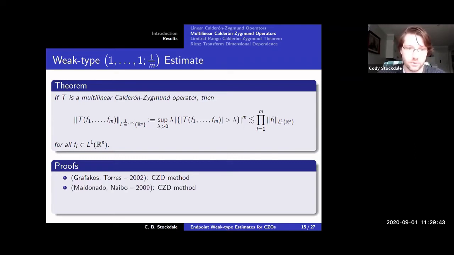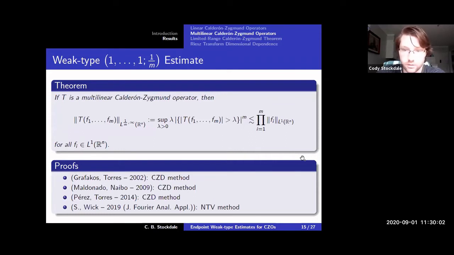One was Maldonado and Naibo in 2009. They did this for a class of pseudo-differential operators, which actually includes these. Another proof in 2014 in the bilinear case was with Perez and Torres, which gave a simplified proof of what was going on here with a different type of smoothness condition. And then in 2019, Wick and myself gave a proof using this Nazarov-Treil-Volberg method.